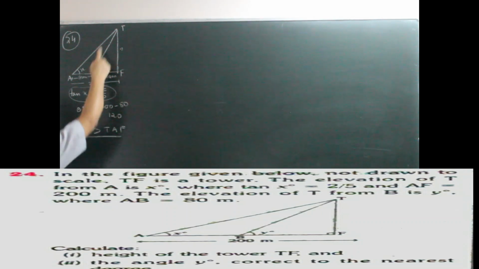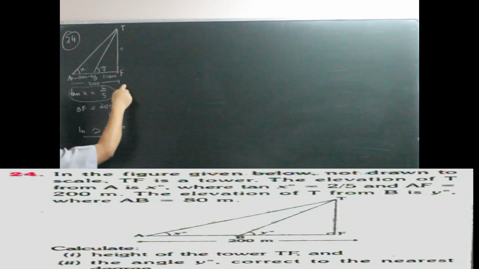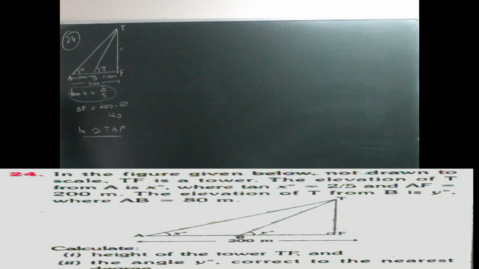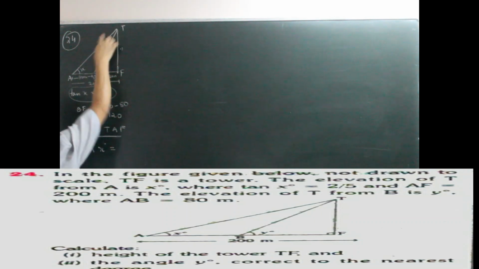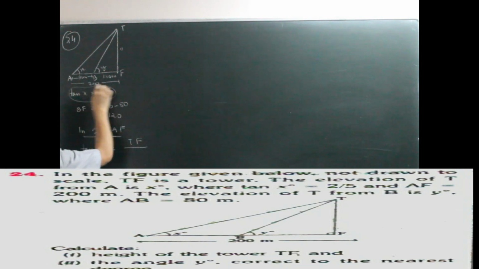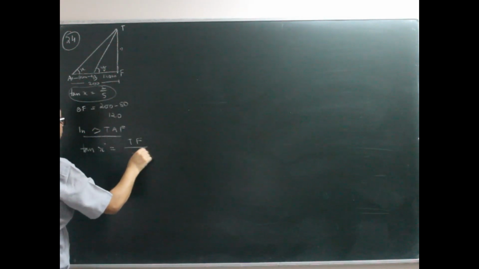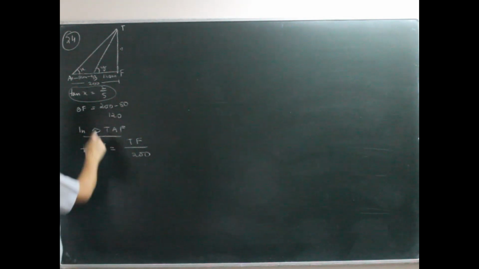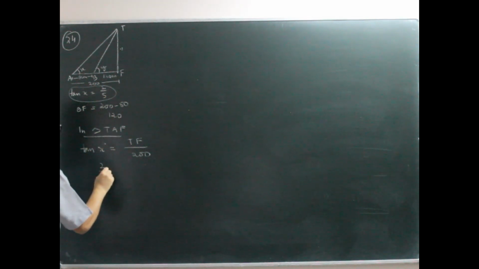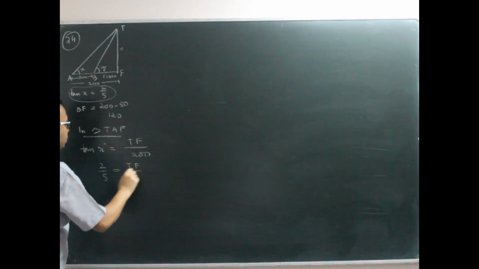So in this triangle I am looking for the base, which is given, and the first question is asking for TF, which is the perpendicular, so again tan. And don't forget, in the beginning I told you that most of the questions will have tan. So many questions we have already come across where we use tan. So tan x degree is equal to perpendicular by base. Taking the bigger triangle, perpendicular is TF, and base is from here to there, which is 200. Tan x is already given, tan x is 2 by 5. So I'll write this as 2 by 5 is TF by 200.